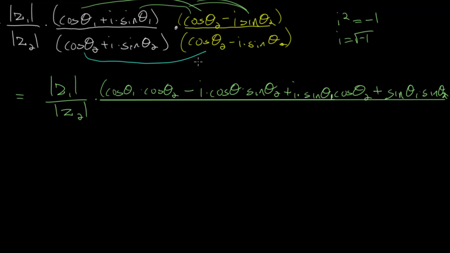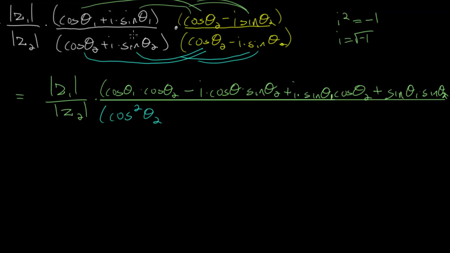We will distribute the cosine of theta 2 into both of those, and we get cosine theta 2 times by itself, which is cosine squared of theta 2. And when we distribute it to this term here, we get i times the cosine of theta 2 times the sine of theta 2. But we'll get the exact same term and opposite when we distribute i times the sine of theta 2 to the cosine of theta 2. Those will essentially cancel each other out.